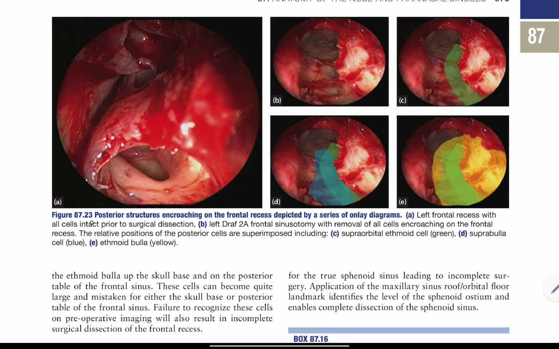Figure 87.23, posterior structures encroaching on the frontal recess depicted by a series of onlay diagrams. A is the left frontal recess with all cells intact prior to surgical dissection. B is the left Draf 2A frontal sinusotomy with removal of all cells encroaching on the frontal recess. The relative positions of the posterior cells are superimposed, including C, supraorbital ethmoid cells in green, and D, suprabulla cell in blue, and E is the ethmoid bulla in yellow.